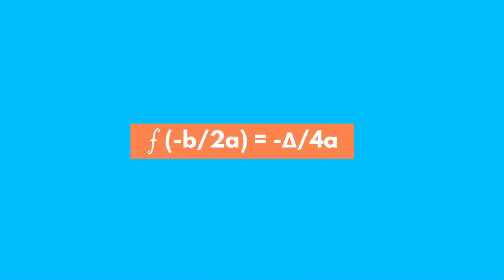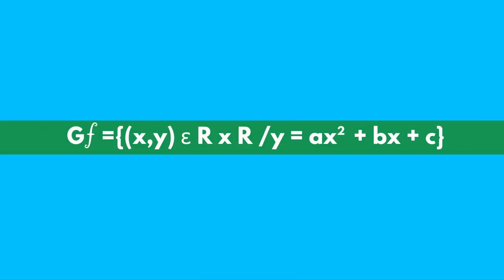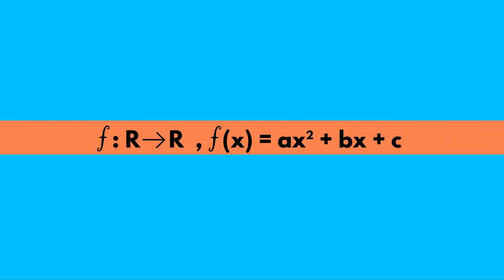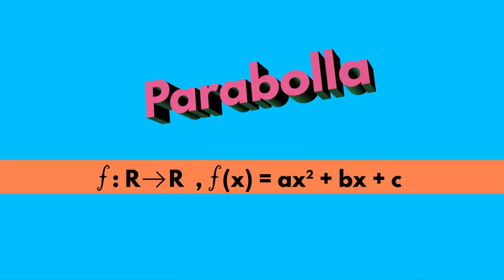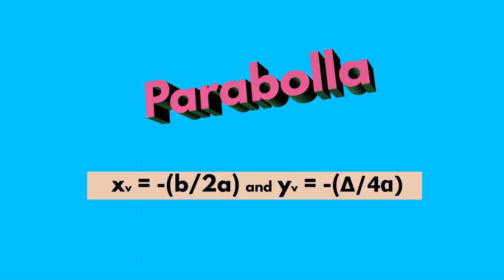the graphic of the function, where a, b, c are real numbers and a is different than zero, is a geometrical representation of the graphic of the function in the axis system xOy, called parabola. The point is called the peak of the parabola. We calculate the parabola's peak coordinates using the formulas.